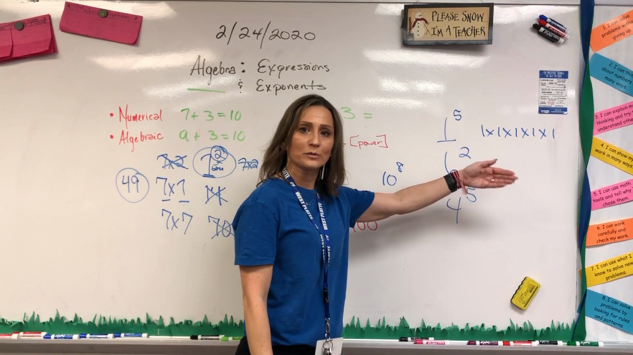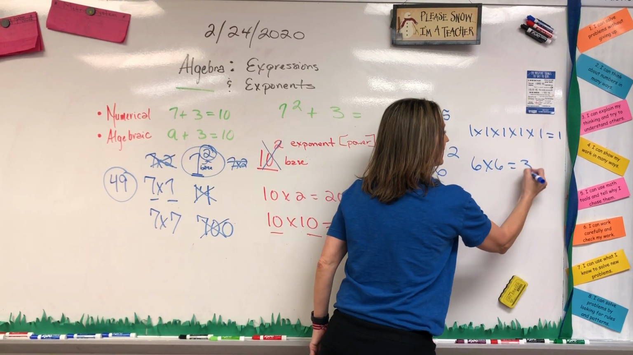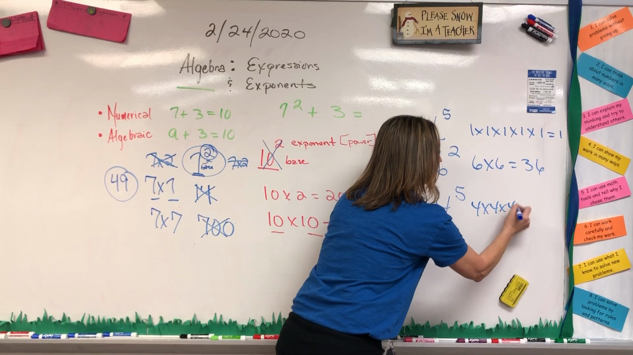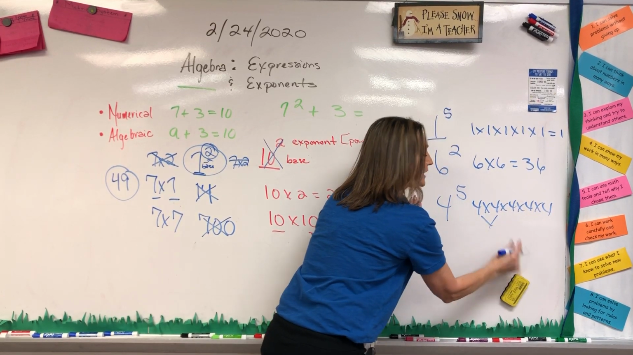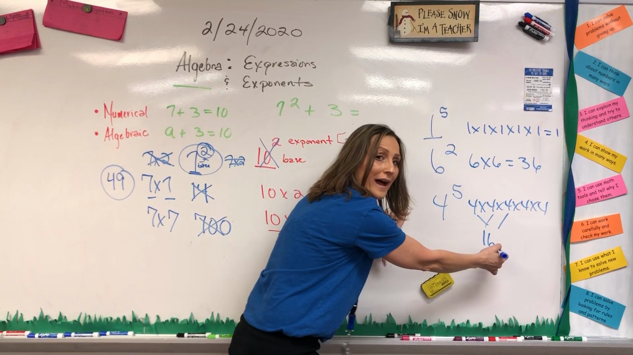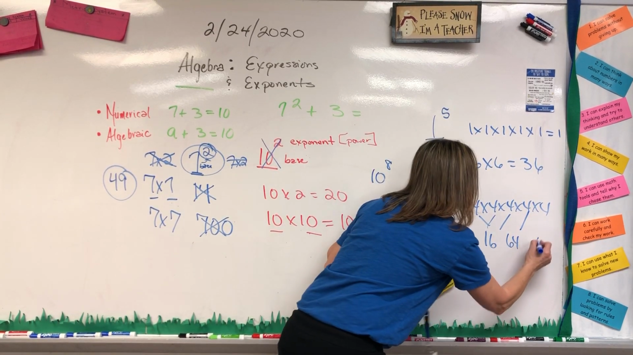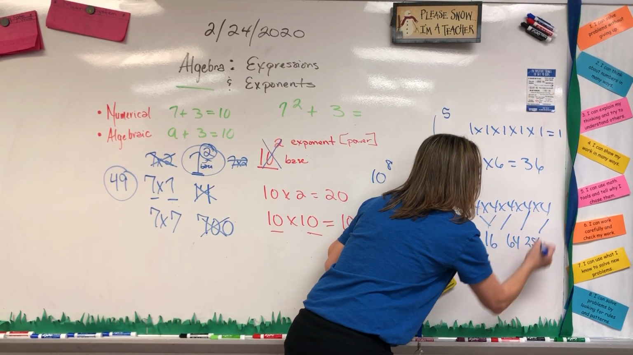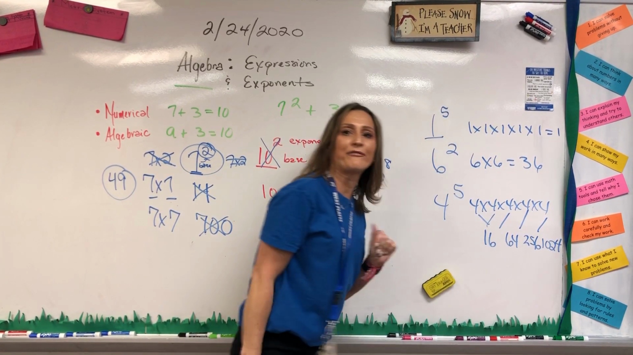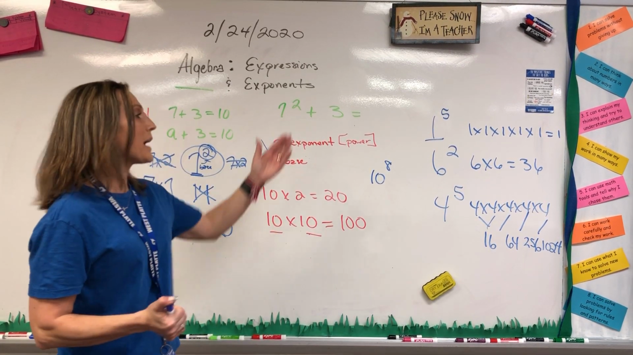So 1 times 1 times 1 times 1 times 1 is 1. 6 times 6 is 36. 4, 5 times, I start having them just multiply it out. 4 times 4 is 16. I have them draw a line to say times 4. They're going to get 64. Draw another line out. They're going to get 256. Draw another line out, and they're going to get, as I do this in my head, 1,024. That's what powers and exponents mean, or base numbers with exponents.